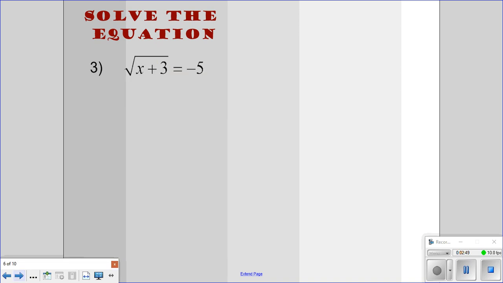Here, I have my radical by itself, but if you notice, it is equal to a negative number. This cannot happen. We are not allowed to have a square root equal to a negative. So when this happens, your answer is no solution.